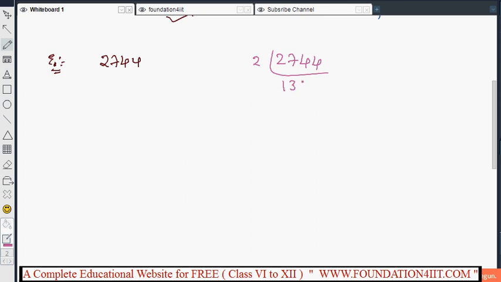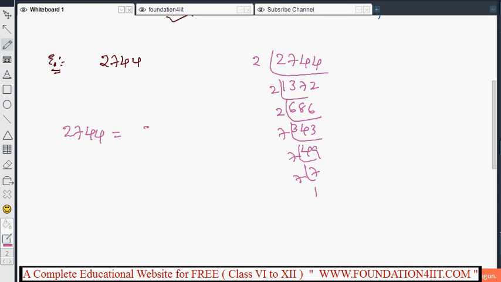That gives 1372. 2 table: 2 sixes are 12, 1 carry, and so on, and we get 343. Again, like the previous example, 7 forty-nines, 7 sevens are 49, 7 ones are 7. So finally I can write 2744 is equal to 2 into 2 into 2 into 7 into 7 into 7.